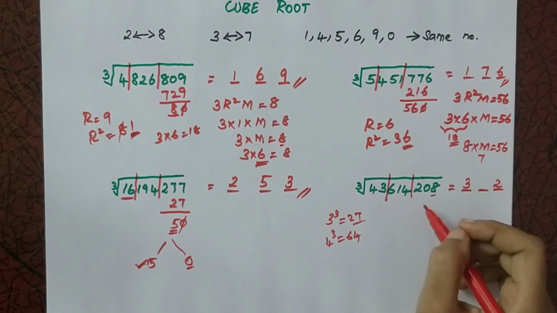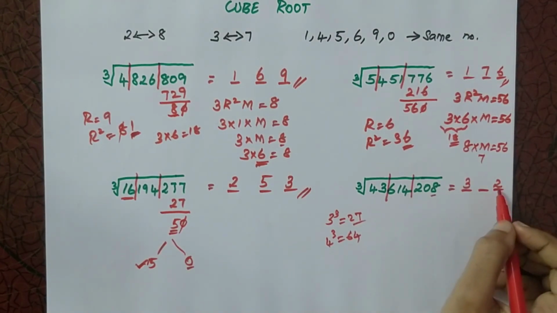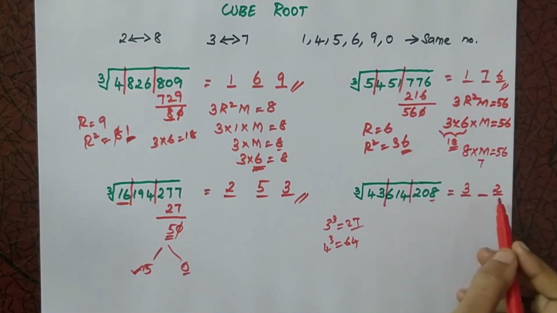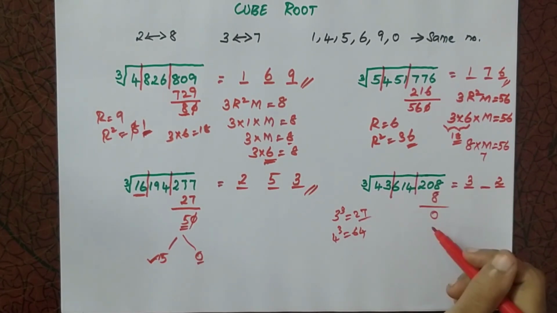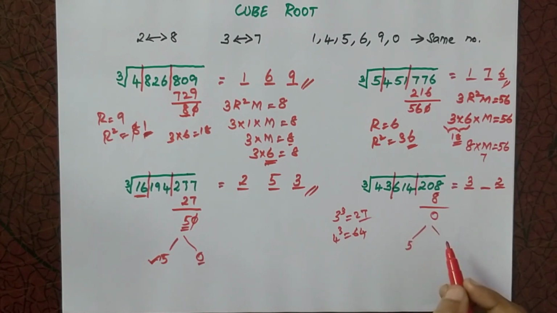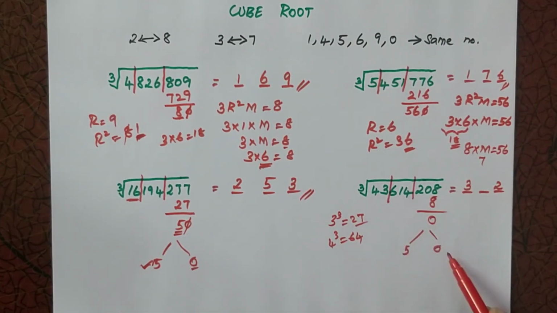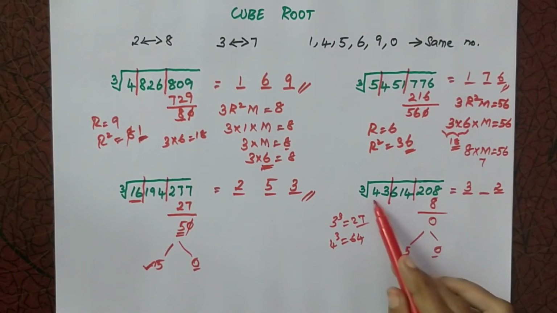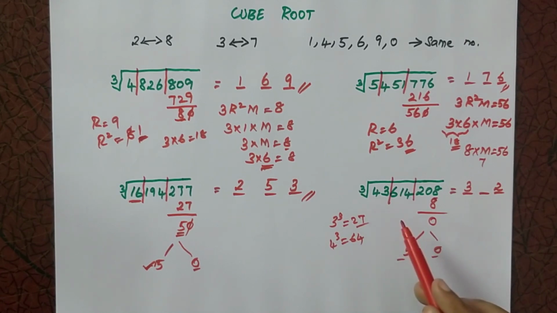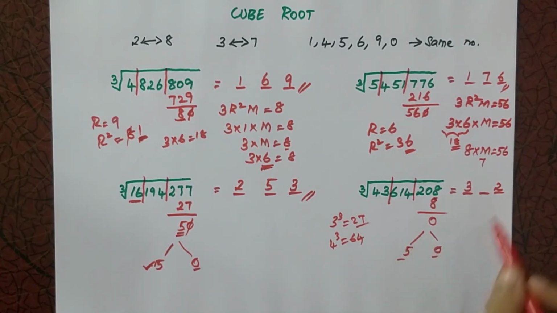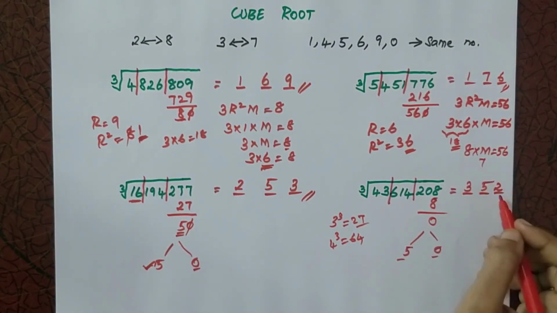Now we have to find the middle digit. For finding it, we have to find the difference using the last digit. You will get 0. So if your remainder is 0 or 5, we have to consider whether it is 5 or 0. If the first set is a perfect cube, then we consider 0. If it is not a perfect cube, then we consider 5. Here the first set is 43, which is not a perfect cube. So we have to consider 5 here. So your answer is 352.